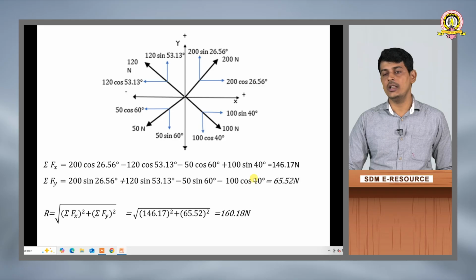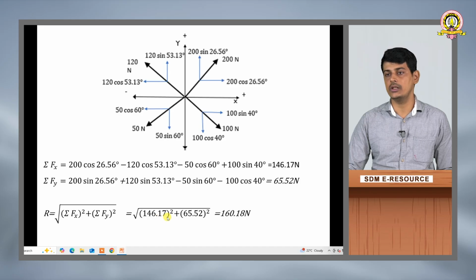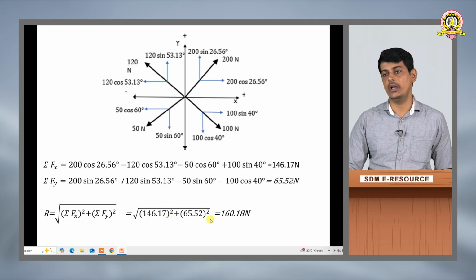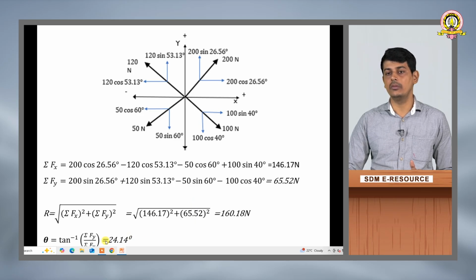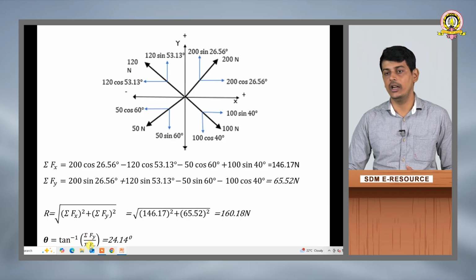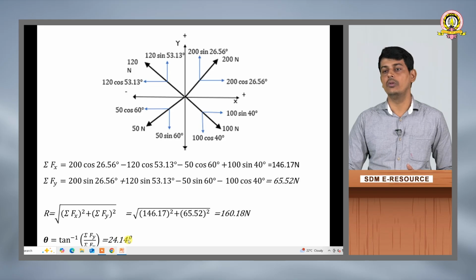To find the resultant, as I mentioned earlier, it is the square root of the summation of F of x squared plus the summation of F of y squared. So 146.17 squared plus 65.52 squared, and the answer works out to be 160.18 Newton. It is not sufficient; we also need to mention the angle the resultant force makes with respect to the horizontal axis. For that, we have the formula theta equals tan inverse of summation of F of y divided by summation of F of x, and the angle works out to be 24.14 degrees.